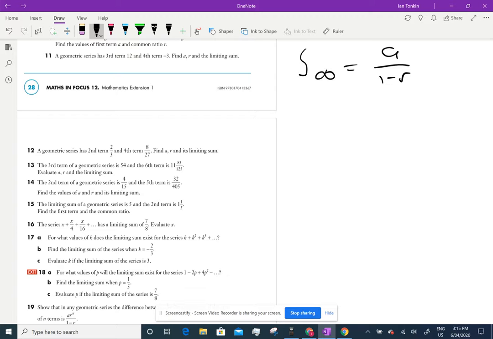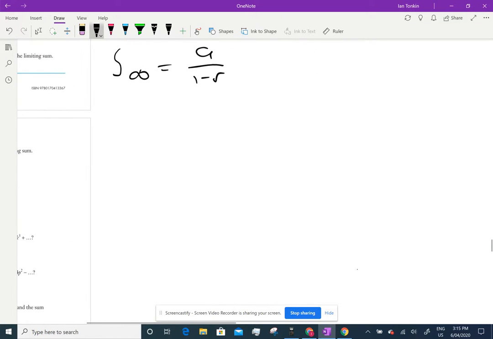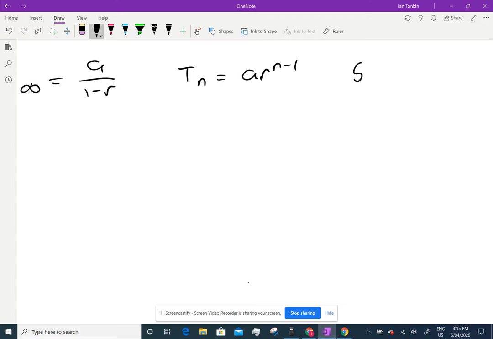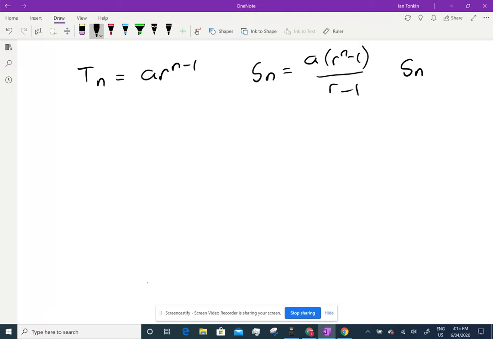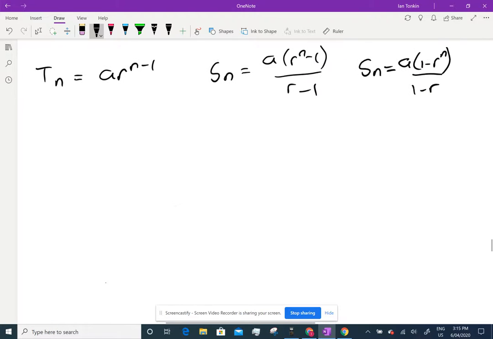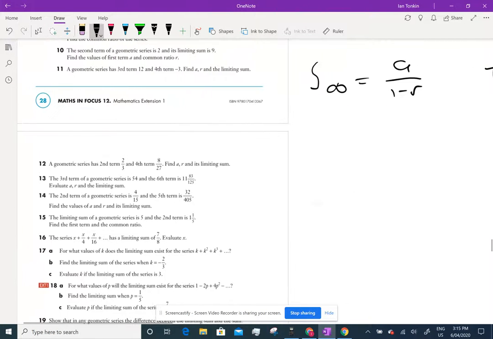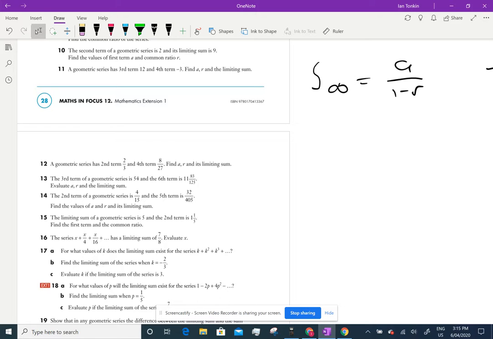But we still have to use our knowledge of T of n, which is a r to the n minus 1, and S of n, and depending on which one you're going to use, a(r to the n minus 1) on r minus 1, or S of n equals a(1 minus r to the n) on 1 minus r. They're essentially the same formula. You don't really need to know two, but they give you two on the formula sheet.